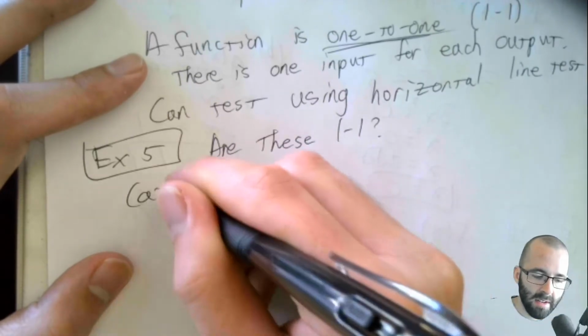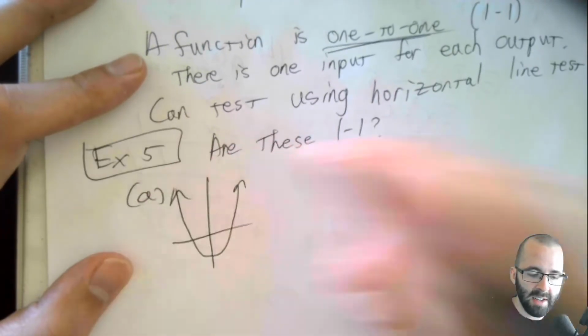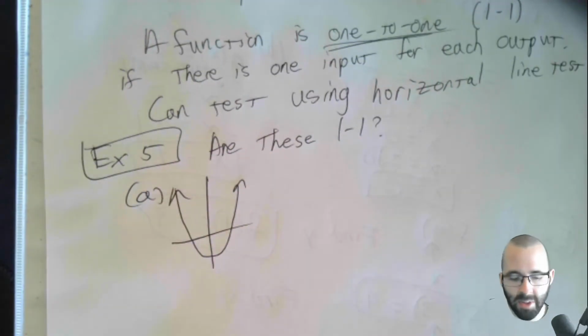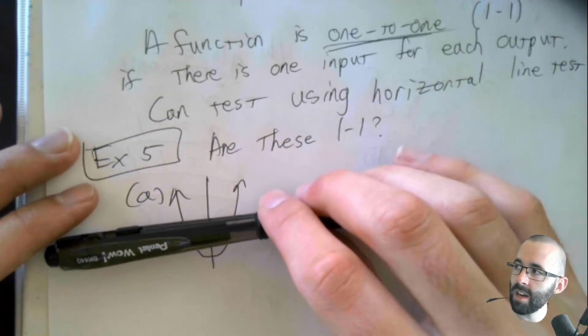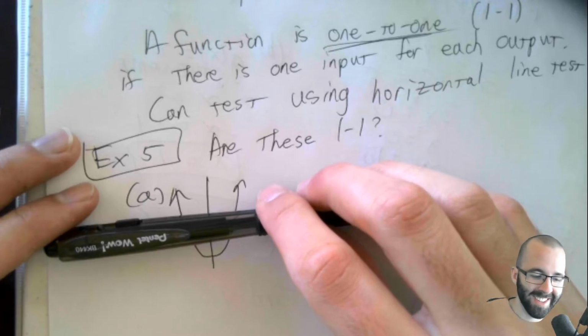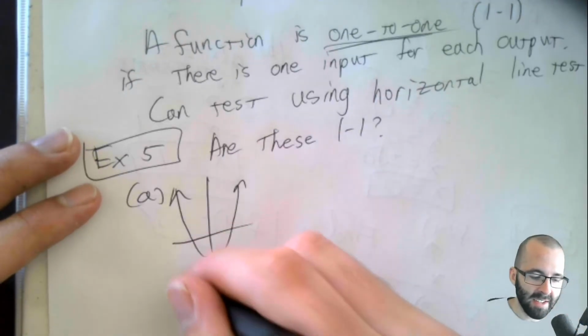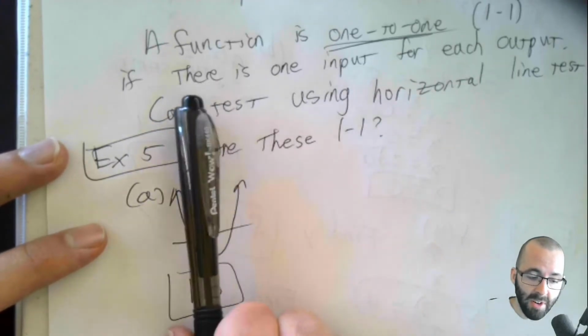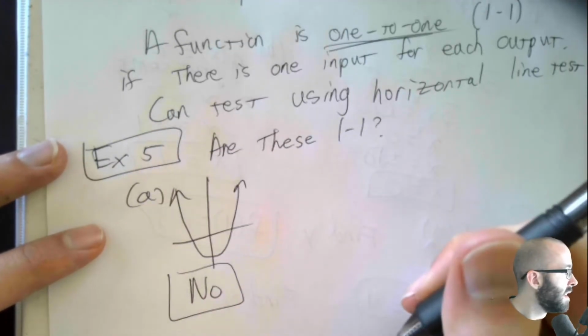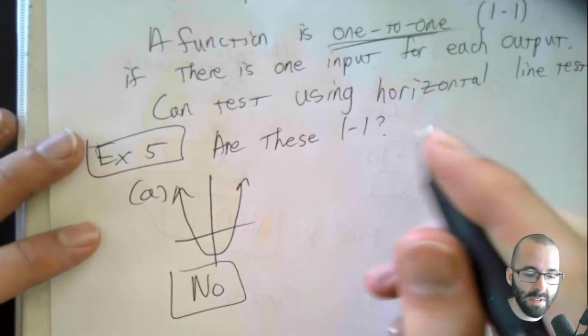Part A. A different parabola. You might say, well, Jason, this is just like the other parabola. It's not one-to-one. Horizontal line test. Look how much it fails. Definitely fails a horizontal line test, not one-to-one. It is a function, right? It passes the vertical line test. It is a function, just not a one-to-one function.